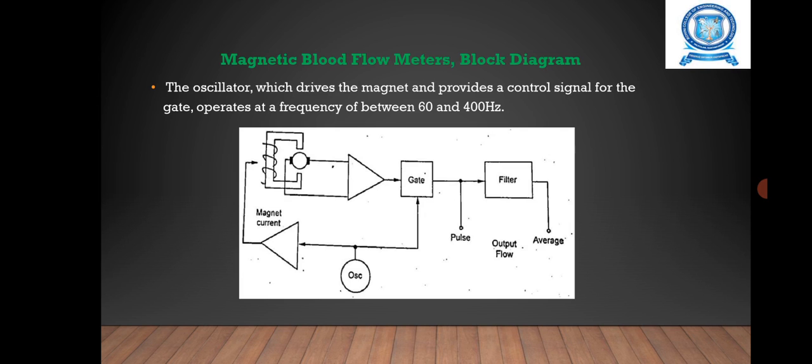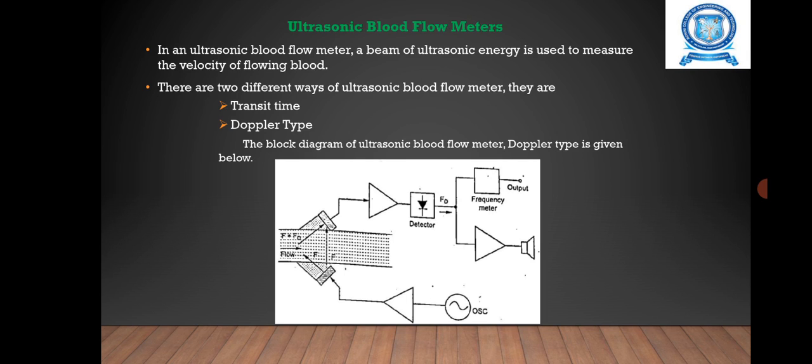Next one, we are going to see the ultrasonic blood flow meters. A beam of ultrasonic energy is used to measure the velocity of flowing blood. There are two different types of ultrasonic blood flow meters: transit time and Doppler type. What do we mean by transit time? A pulsed beam is directed through a blood vessel at a shallow angle, and the transit time is measured. When the blood flows in the direction of the energy transmission, the transit time is shortened. If it flows in the opposite direction, the transit time is lengthened.